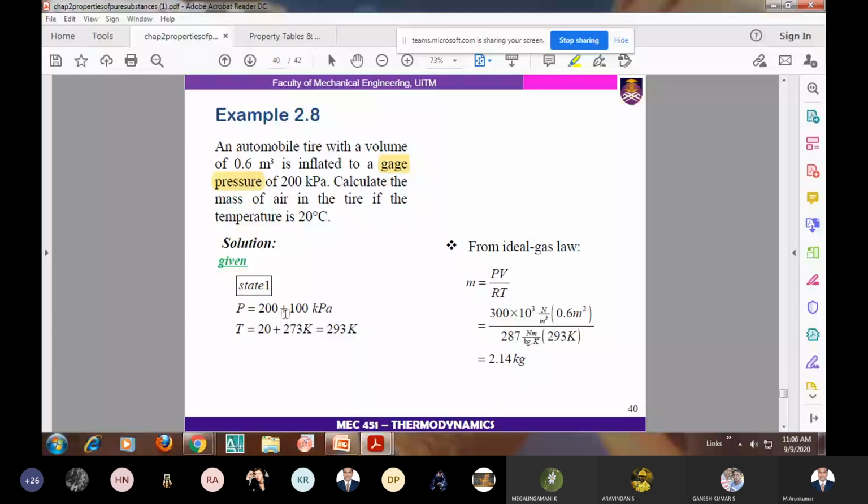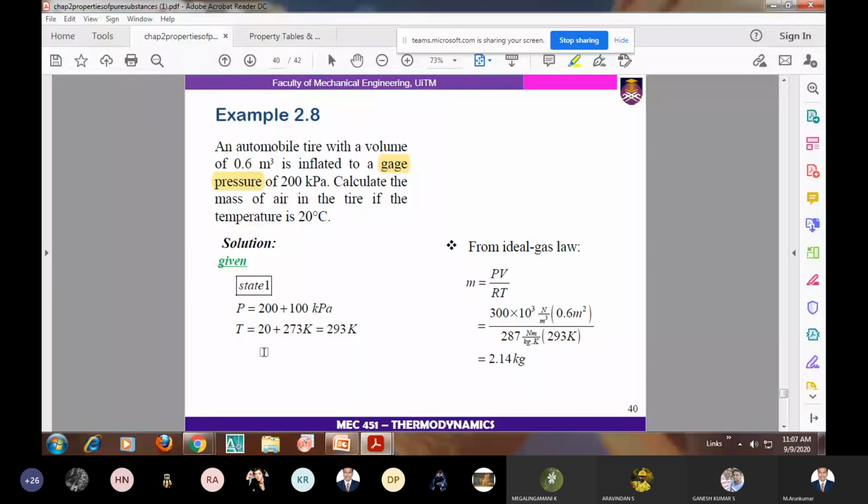If gauge pressure is given in the problem, we have to add it to the atmospheric pressure, that is 100 kilopascal approximately. It will be 100 point something, so you can take the approximate value of atmospheric pressure. This 100 comes because we have to convert the gauge pressure into normal pressure. So the pressure can be 200 plus 100 kilopascal.